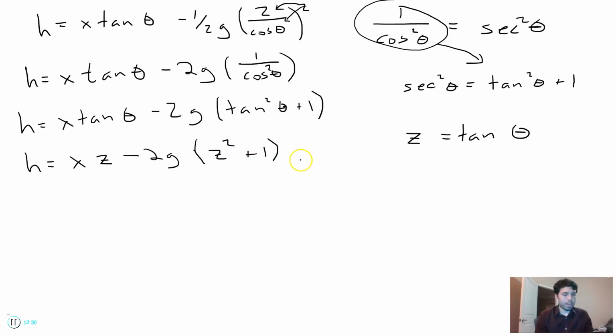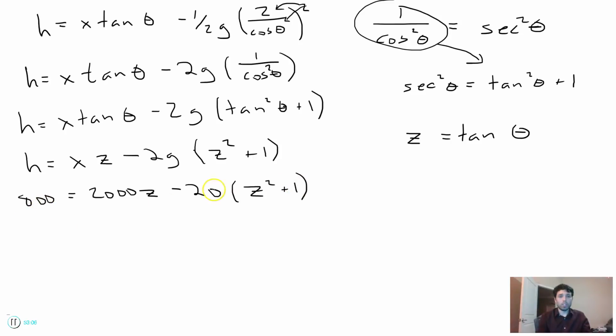Now I'm finally ready to put my numbers in. h, we know, is the height, so that's 800, equals, x was 2,000, right? Yeah, 2,000 times z minus 2g. g is 10, so 2g is 20, minus 20 times z squared plus 1. So now it's starting to look like an actual problem that's solvable, isn't it?